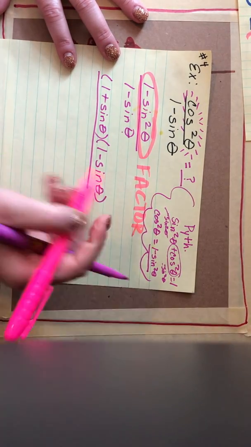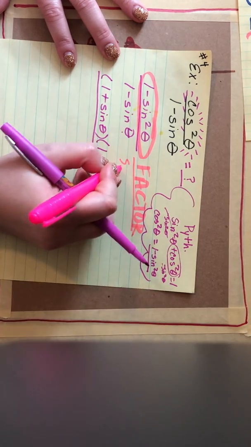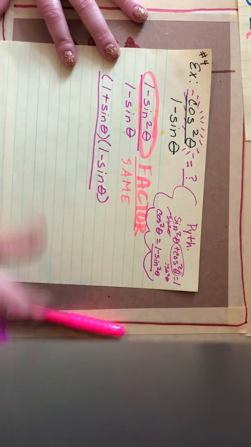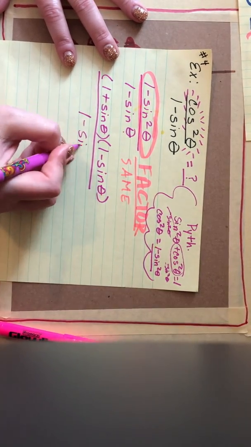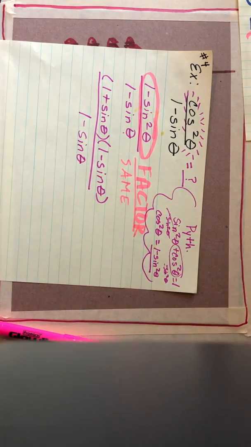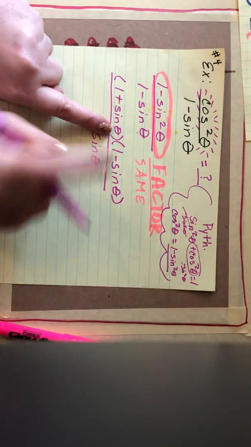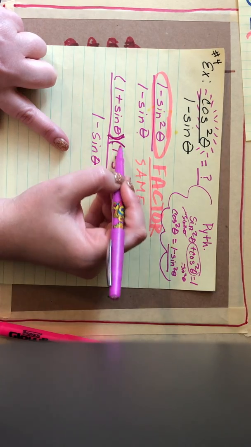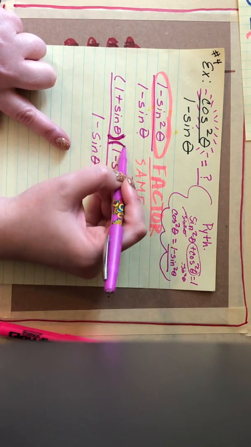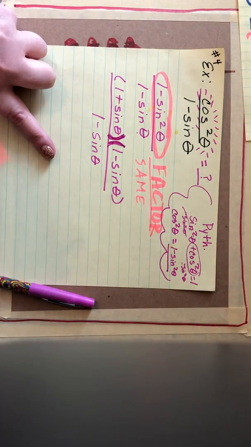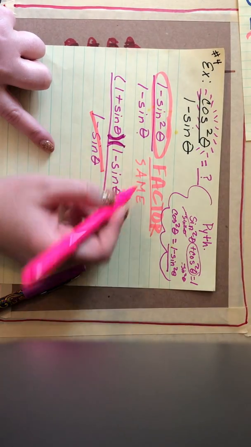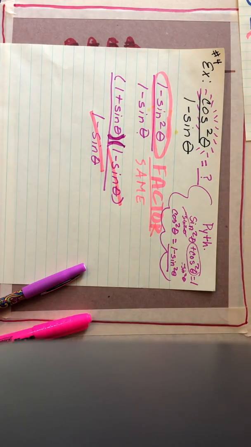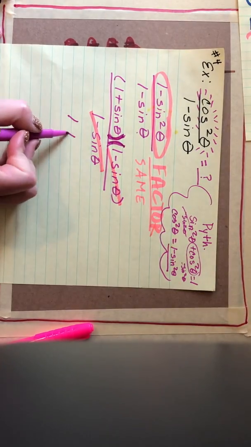And the bottom, I'm just going to keep it the same. And remember, the whole point is to cancel things. Well, these tops are multiplying because of the parentheses. So now we can cancel this 1 minus sine on the bottom with this 1 minus sine on the top. And you get 1 plus sine theta.